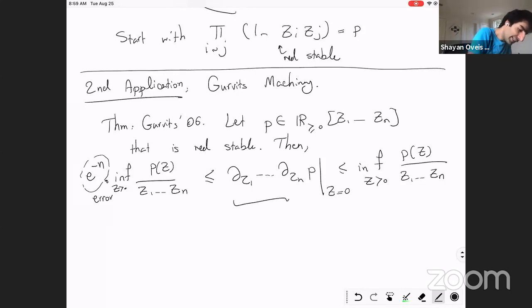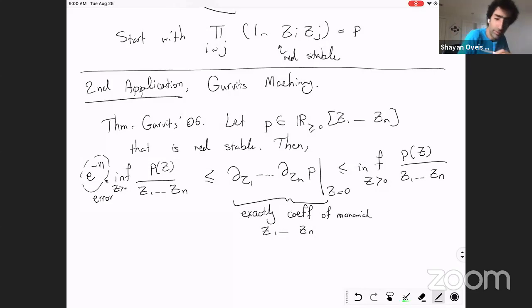So what is the thing in the middle? What am I doing? I am taking derivatives with respect to all variables, and then I set all of them to 0. So what is this quantity? It's exactly the coefficient of the monomial z1 up to zn. Okay.